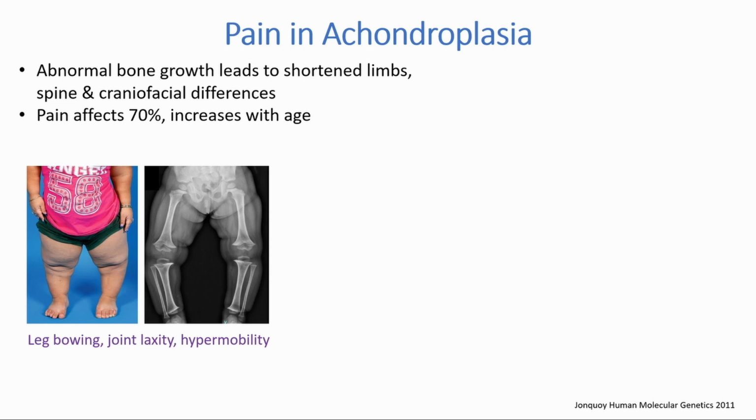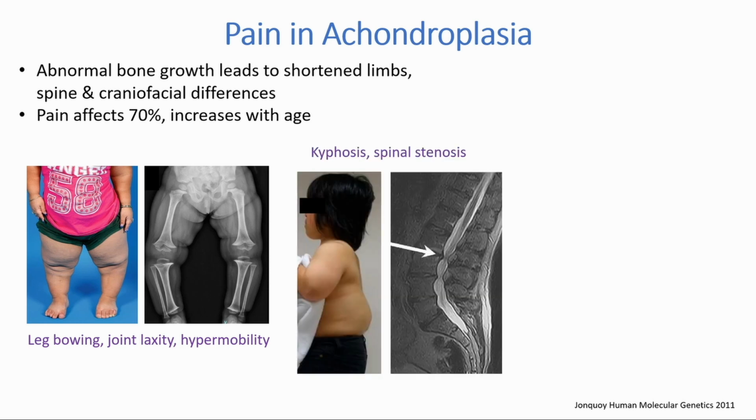It can arise due to skeletal deformities such as leg bowing. Similar to patients with OI, these patients can have joint laxity and hypermobility that contributes to pain. Spine deformities, particularly kyphosis, and a really common complication of achondroplasia is spinal stenosis, where you have compression of the actual spinal cord itself, the large sac of nerves here, which can be quite painful and potentially serious.